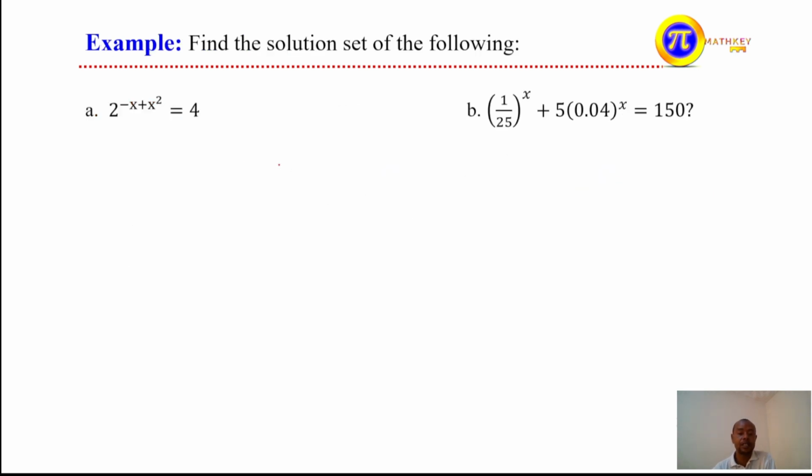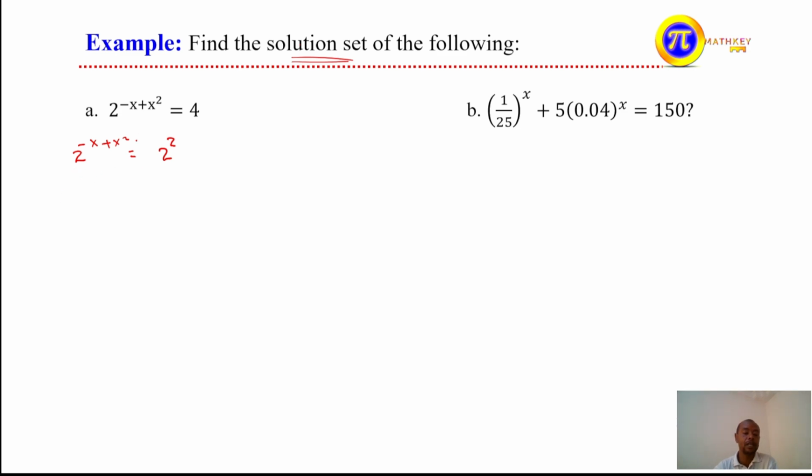Now let us consider examples on this. The first example: 2 to the power of negative x plus x squared is equal to 4. Then find the solution set of this one. When we say the solution set, we put the solution inside the set, yes? Let us consider this one: 2 to the power of minus x plus x squared is equal to 4. 4 means 2 times 2, so this is 2 to the power of 2.